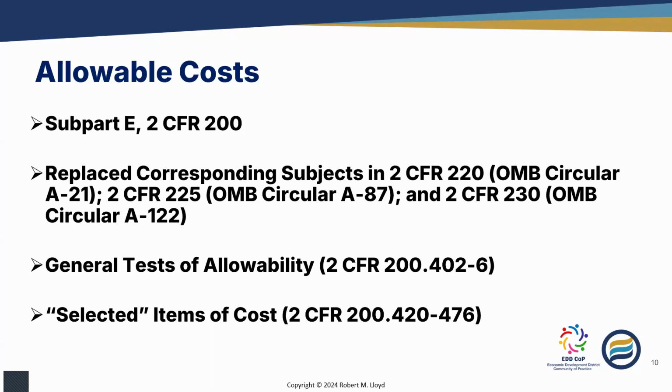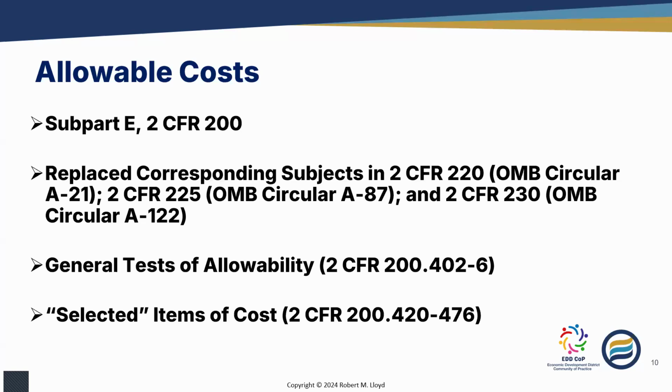But those circulars were issued based upon different kinds of organizational performers. So OMB Circular A-21 was for colleges and universities. A-87 was for state, local and tribal governments, and OMB Circular A-122 for nonprofit organizations. Well, OMB collapsed all three of those circulars into a single document, Subpart E of 2 CFR 200.